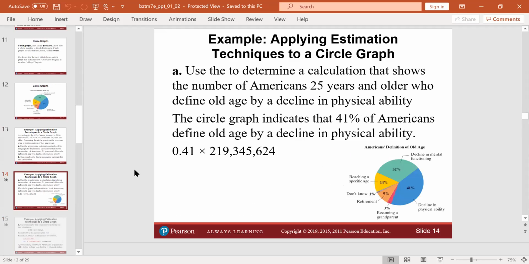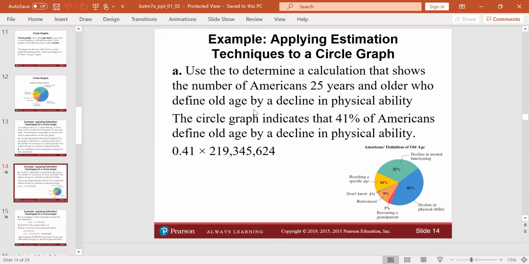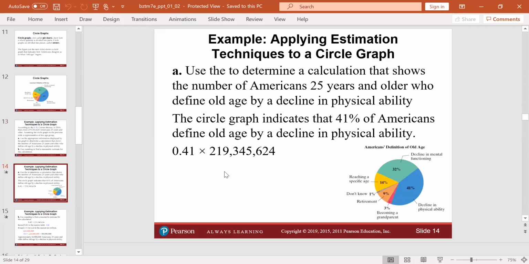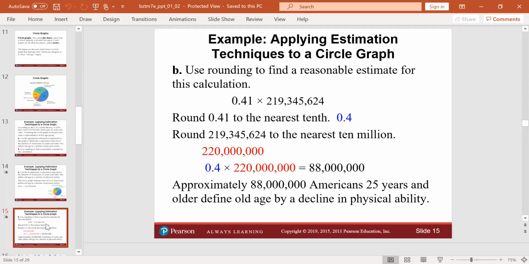So we can use a circle graph to make estimates of things. For instance, if it turns out that there are 219,345,625 Americans who are at least 25 years old, and according to this chart, 41% of them think that old age is when you start declining in physical ability. If you want to know how many Americans that was, you would take this number and take 41% of it, which means convert 41% to 0.41 and multiply. That's the whole point of this.